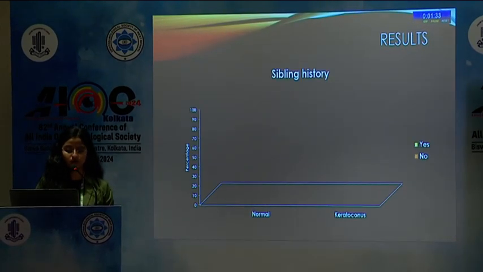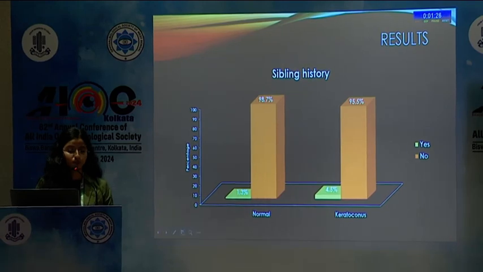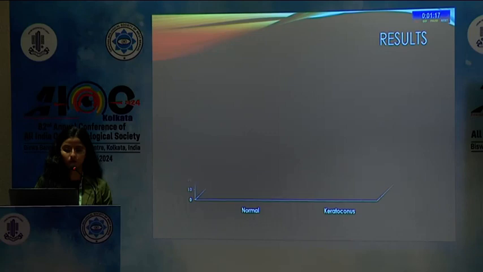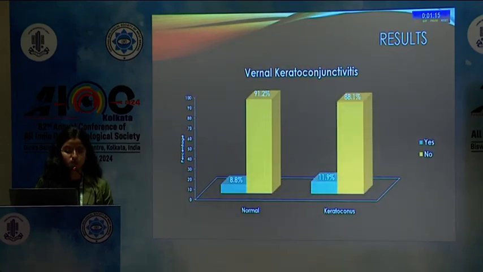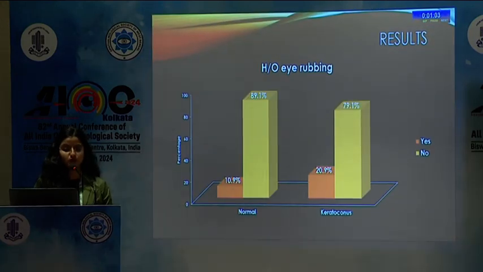Coming to the results, 4.5% of keratoconus patients had a positive sibling history of keratoconus, which was found to be 3 times higher than that of the study population, and there was a significant association of positive sibling history with both the groups. Vernal keratoconjunctivitis was found to be 11.9% in the keratoconus group. Again, this had a significant association with both the groups. History of eye rubbing was present in 20.9% in the keratoconus group.